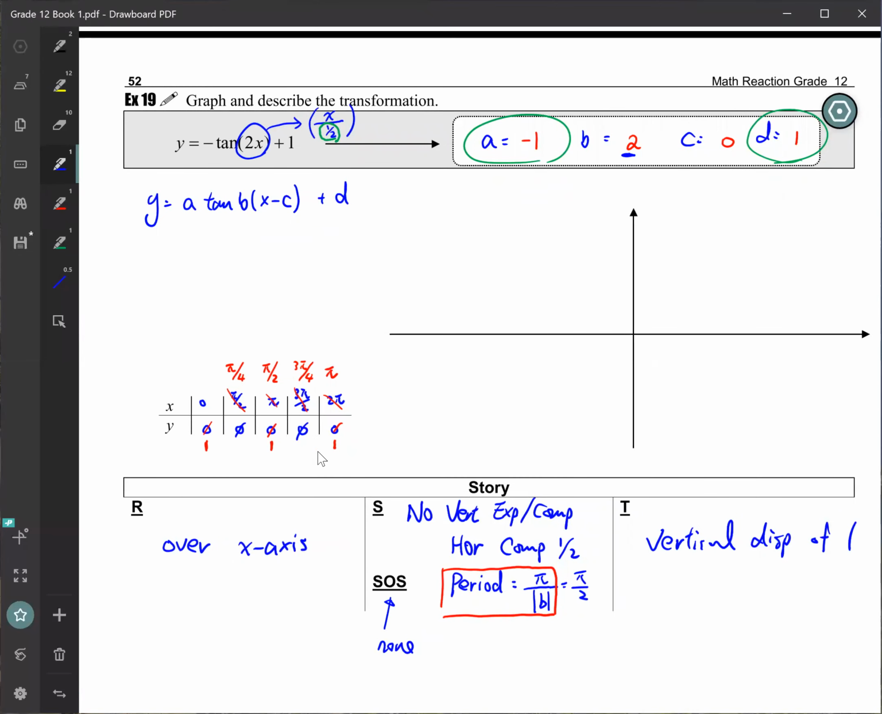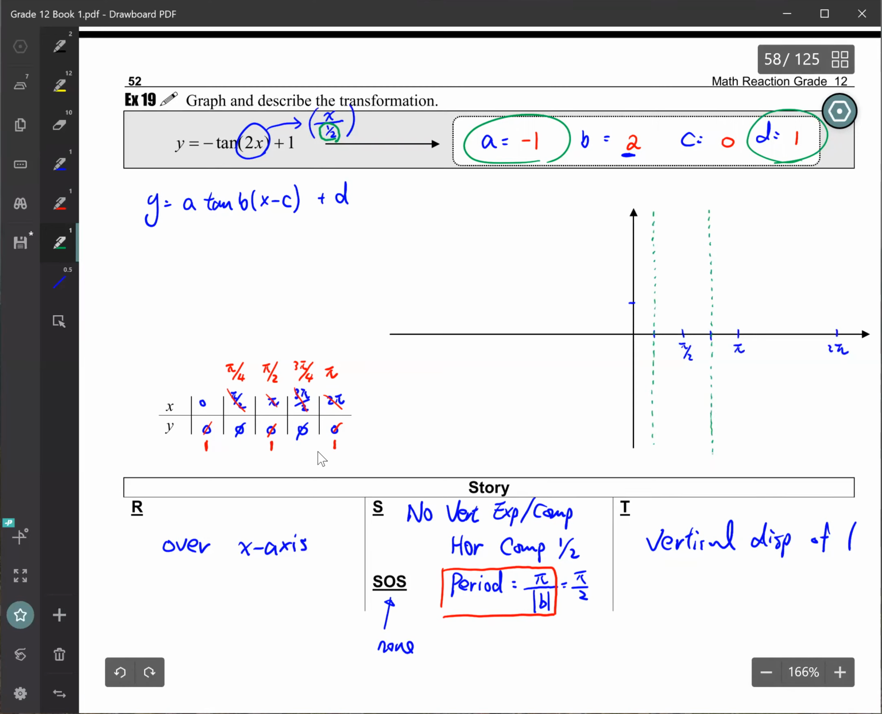We can make the scale on the x-axis first. We can call these pi, 2 pi, and pi over 2 cut in half. Then you can start by drawing the asymptotes. The ones that have asymptotes mean you get undefined. So you get the first undefined at pi over 4. This is the asymptote line. And the next undefined place is at 3 pi over 4, so that's over here.